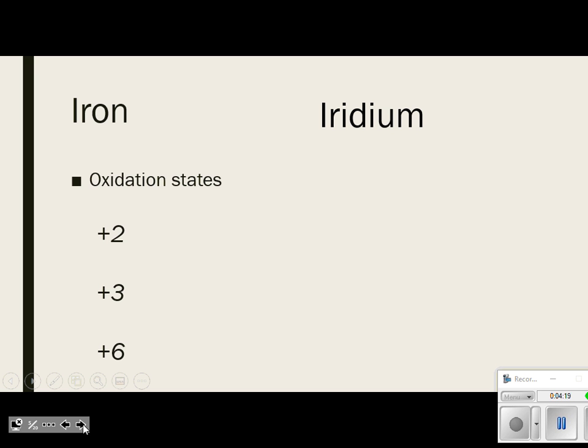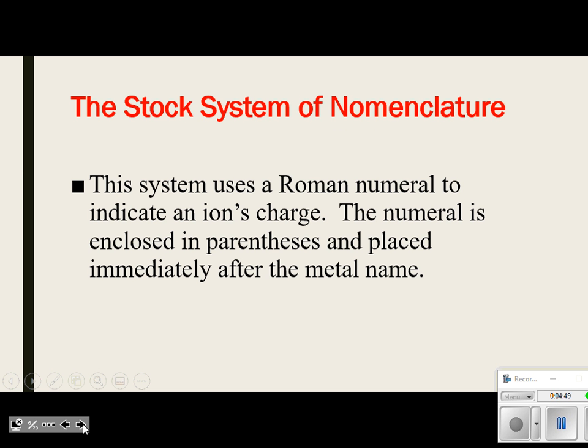Iridium. Look at iridium on your periodic table. IR. I'm looking there. This one up here has 4, 2, 6, 3. And there we are. So it has 4 different oxidation states. So iridium could have the ion +2, +3, +4, or +6.